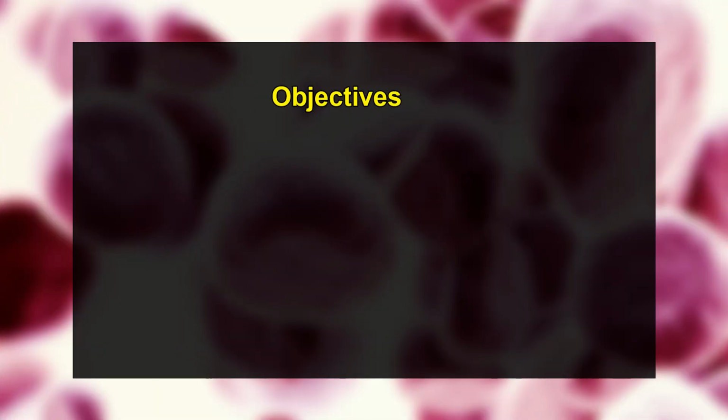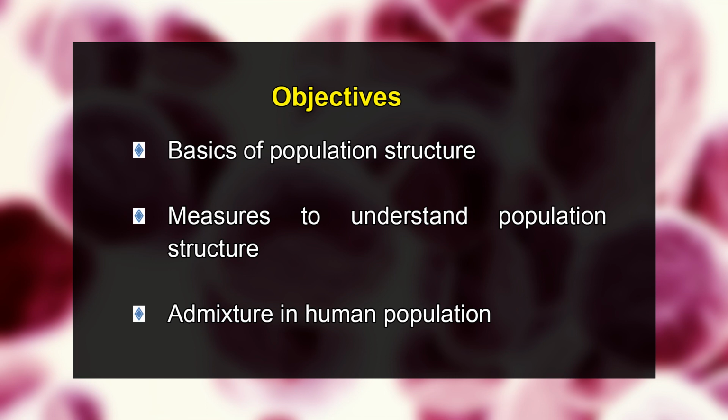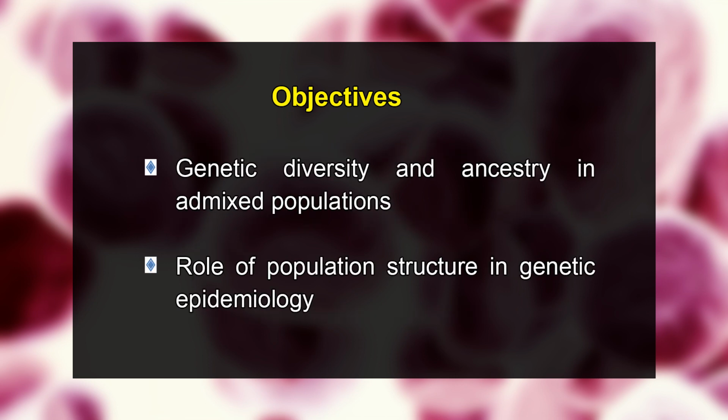Today we are going to discuss the topic population structure and admixture in human populations. The main objectives of today's lecture are to know about the basics of population structure, to discuss the measures to understand population structure, to understand admixture in human populations, to know about estimating genetic diversity and ancestry in admixed populations, and to understand the role of population structure in genetic epidemiology.